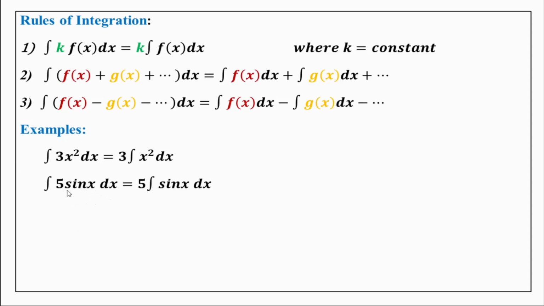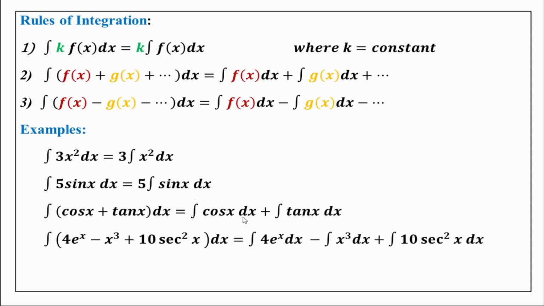So 5 is a constant and sine x is a function, so I can take 5 outside and integrate the sine x. Integration of cos x plus tan x. You know we have sum of functions, so I can integrate them separately as integration of cos x with respect to x plus integration of tan x with respect to x. Remember, whenever we write integral symbol, we should write with respect to what variable we are integrating.